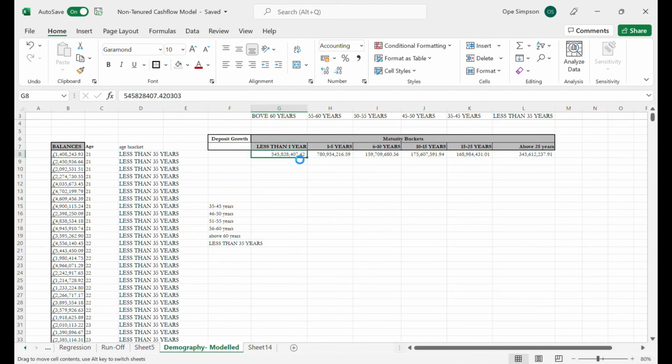And there we have it. Distribution of balances based on the demographic structure of the fund. So there you have it. We've come to the end of today's walkthrough, and we've basically learned how to structure balances using the regression analysis method, the runoff analysis method, and based on demography. Take care and bye for now.